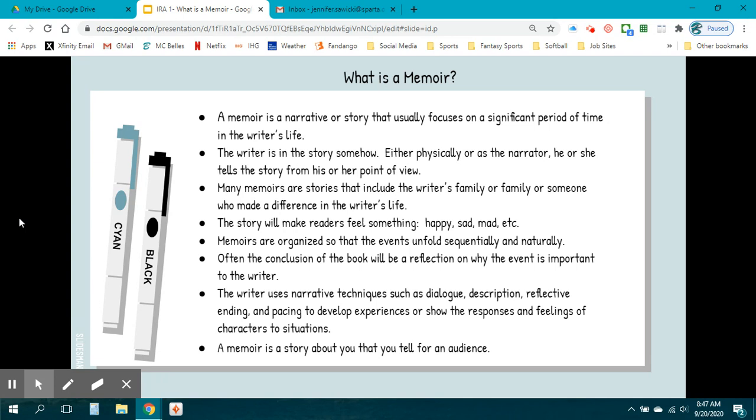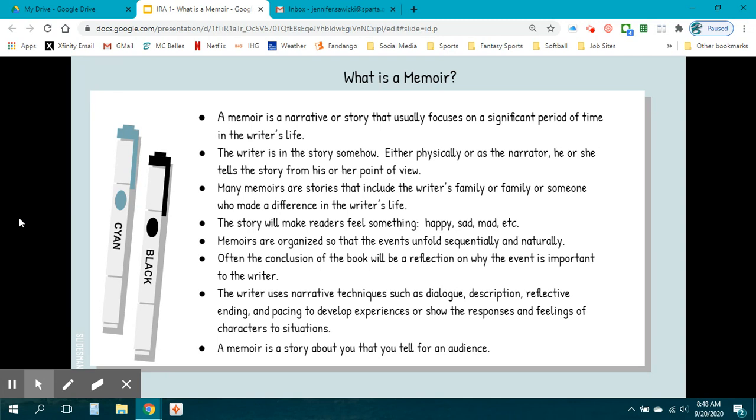The writer in the story is in the story somehow, either physically or as the narrator. He or she tells the story from his or her point of view. That's evident in the fact that we heard "I am a" so many different times. She was a daredevil. She was an angler, right? She was an acrobat. So everything was written from her point of view using I and me.